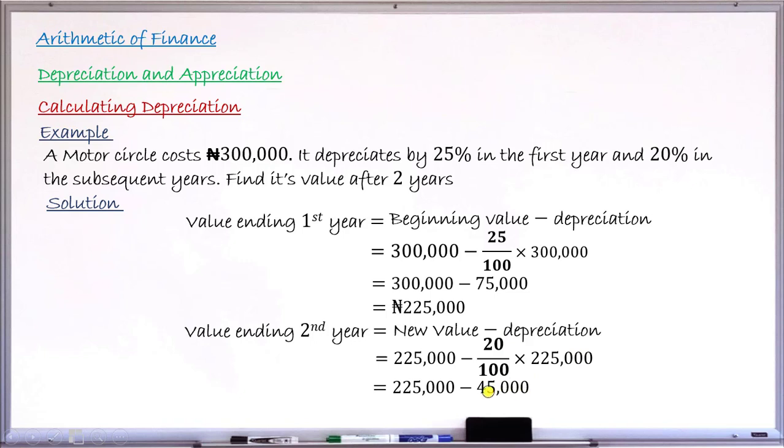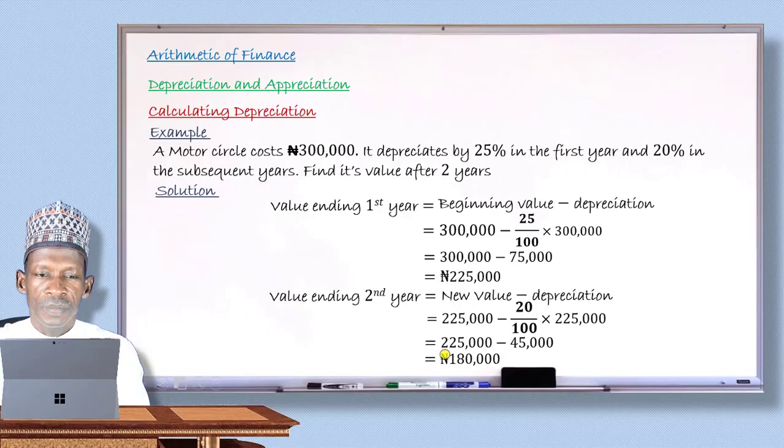Subtracting 45,000 naira from this 225,000 will now give me the new value of that motorcycle at the end of the second year. That is after 2 years. Let me subtract. Subtracting, if done correctly, you now have 180,000 naira. This will now be the value of the motorcycle after just 2 years. If we are asked to find the value after 3 years, then you have to continue. We'll do it year by year.